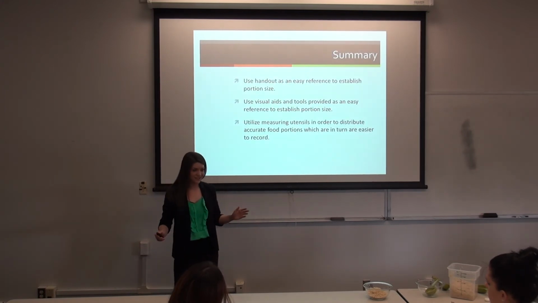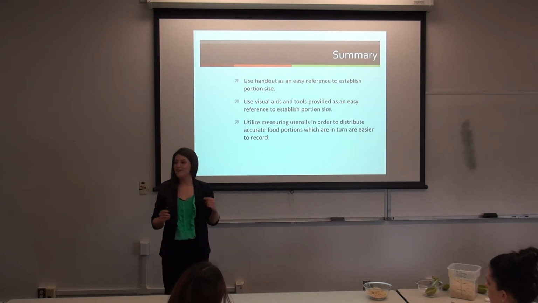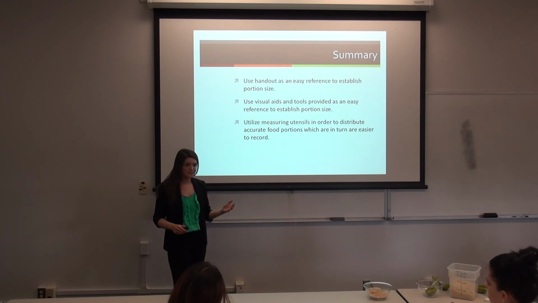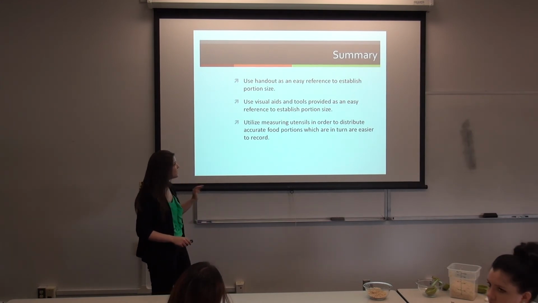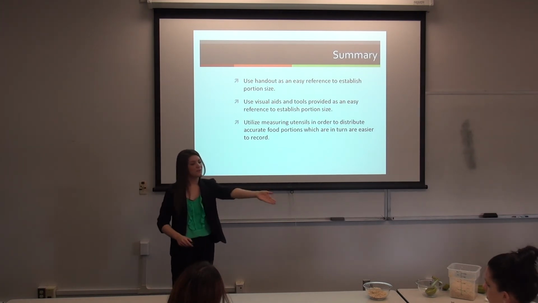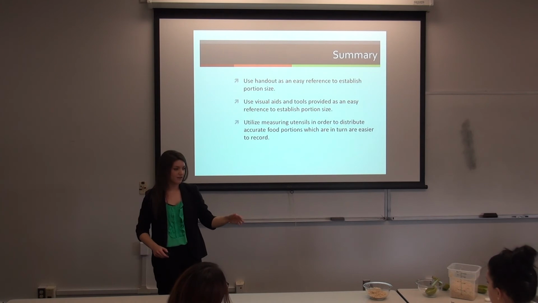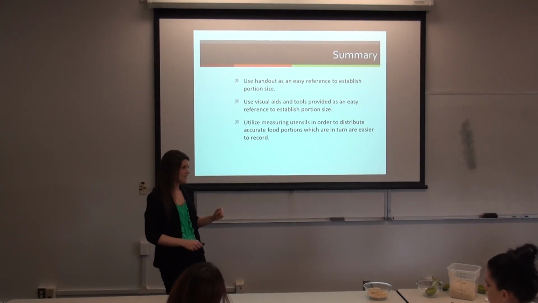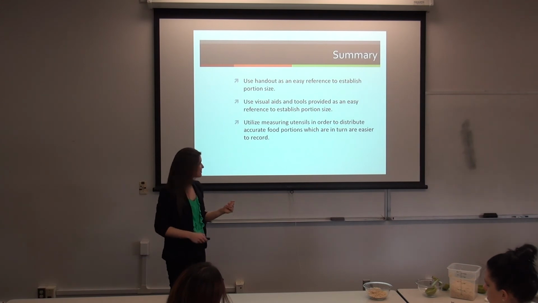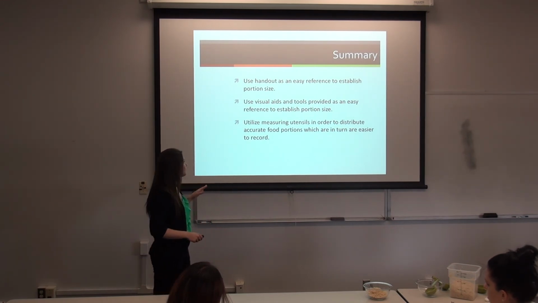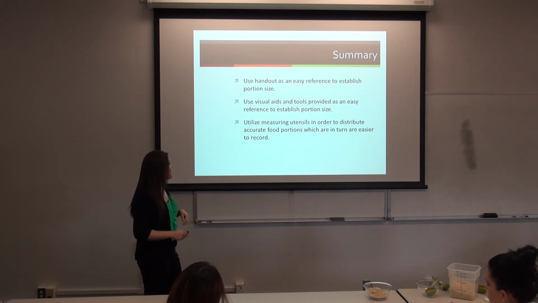So in summation, the things we want you to understand from this lecture: use your handouts that we provided as an easy, reliable source of information. Use your visual tools as an easy way to establish references. Things up here we have displayed, like the deck of cards and the dice, and your handouts go into the details on those, so you can look on your own time at things around your house and measure them out. And finally, utilize measuring utensils in order to distribute your food accurately.